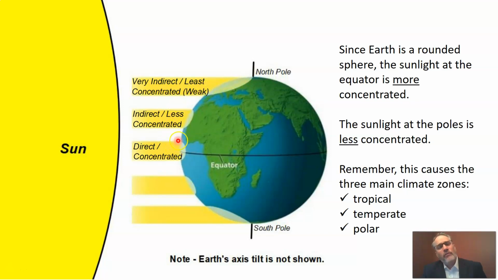And then of course, as we move from here to here, we have different variations. So as we move north from the equator, the light gets weaker and weaker until we get all the way to the North Pole, where we would have the weakest light, the least concentrated light. And once again, this is just because Earth is a sphere.